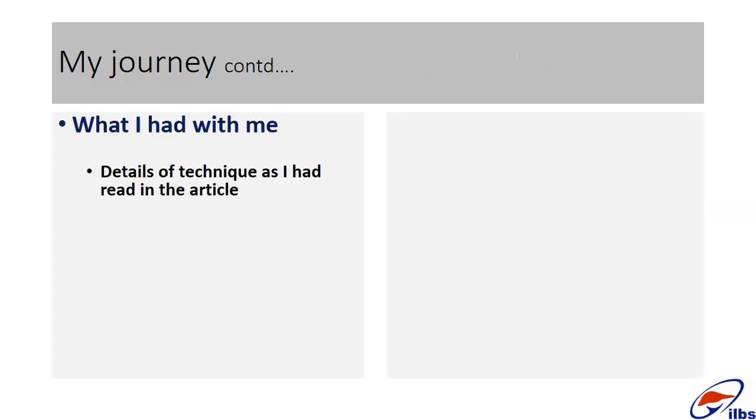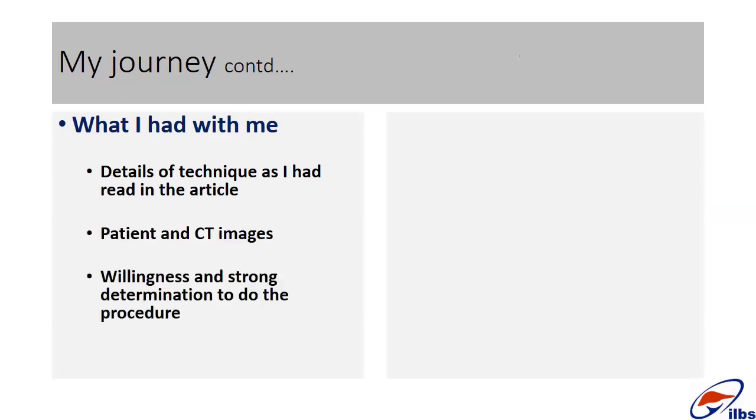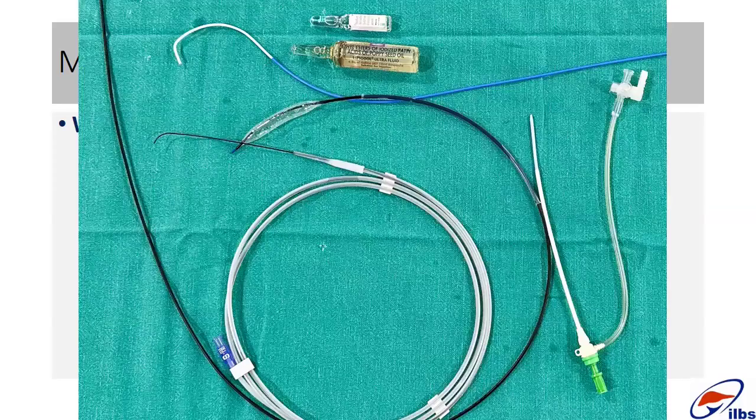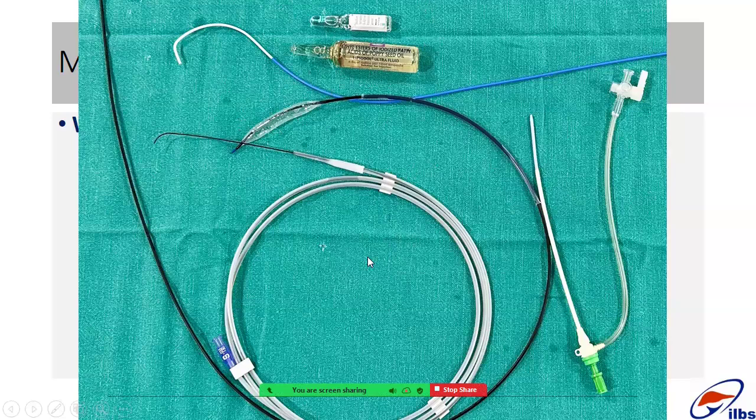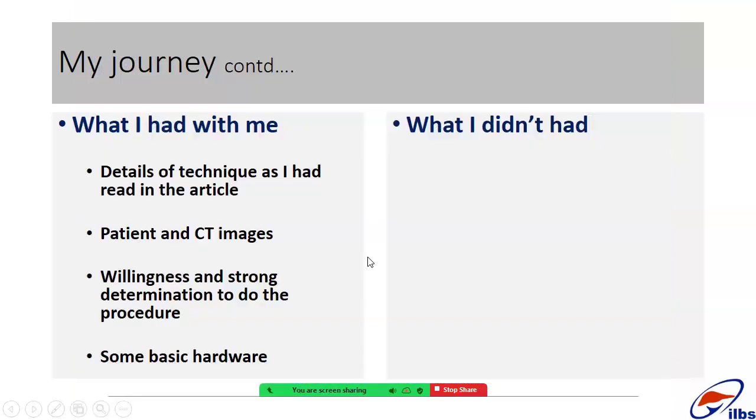What I had with me were the details of technique as I had read in the article. Definitely an article gives you some overview. And there was a patient, there were CT images, and willingness, yes, I was willing. I wanted to prove something, with some basic hardware. These were the hardware available: a basic sheath, a normal angioplasty balloon, some sclerosing agent, normal catheters. So this is what we had.